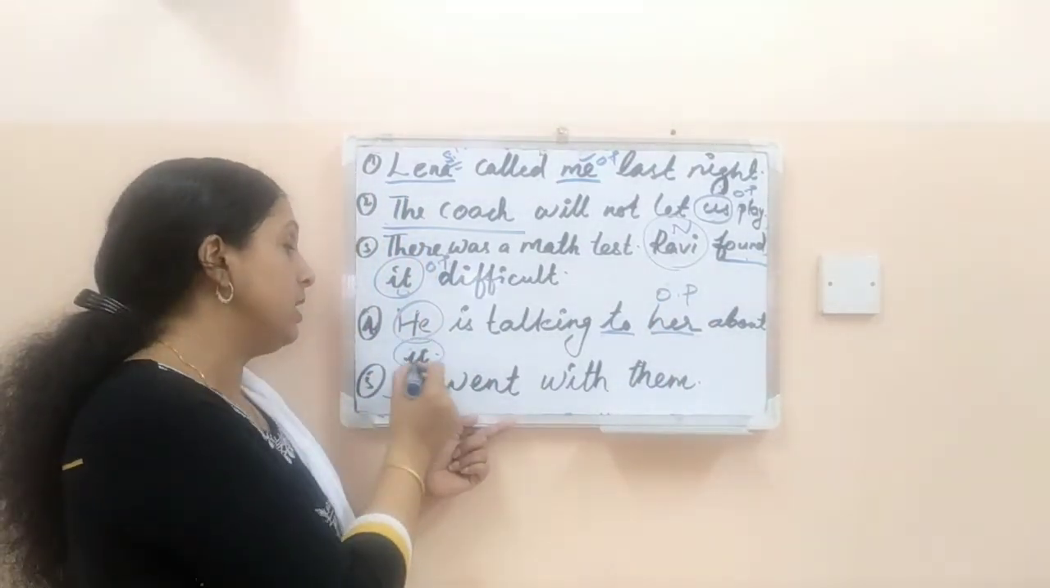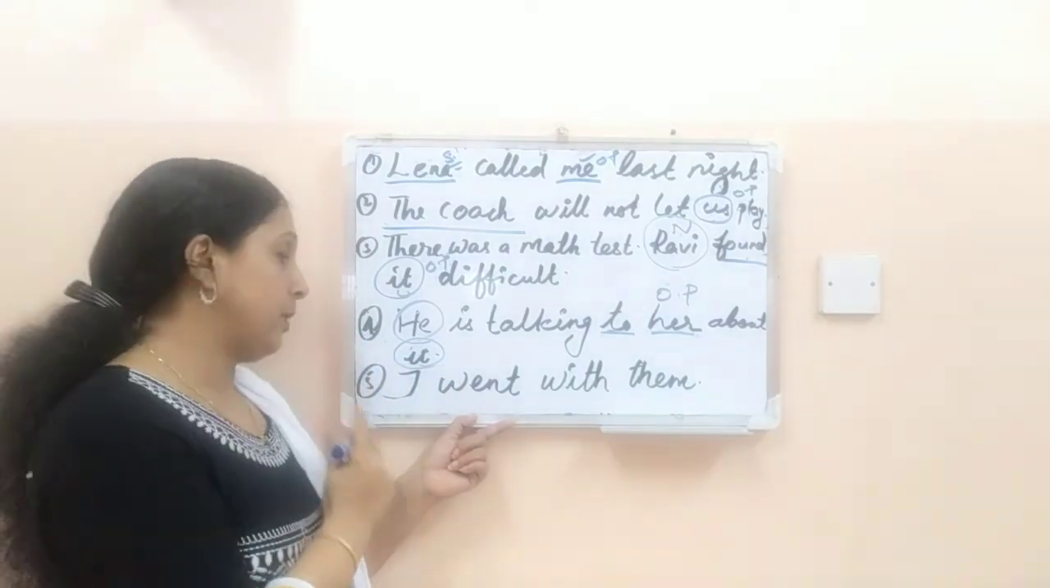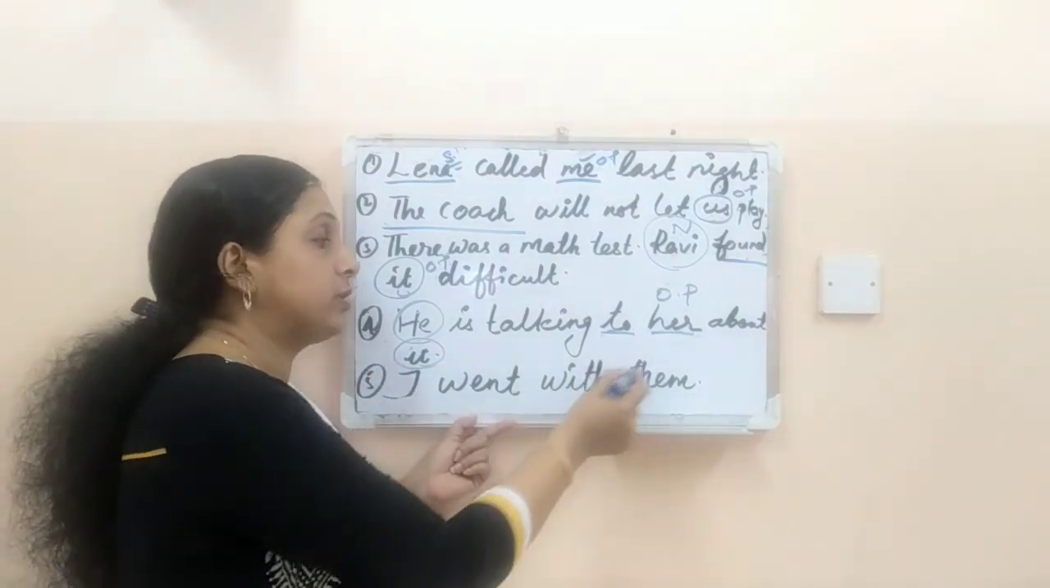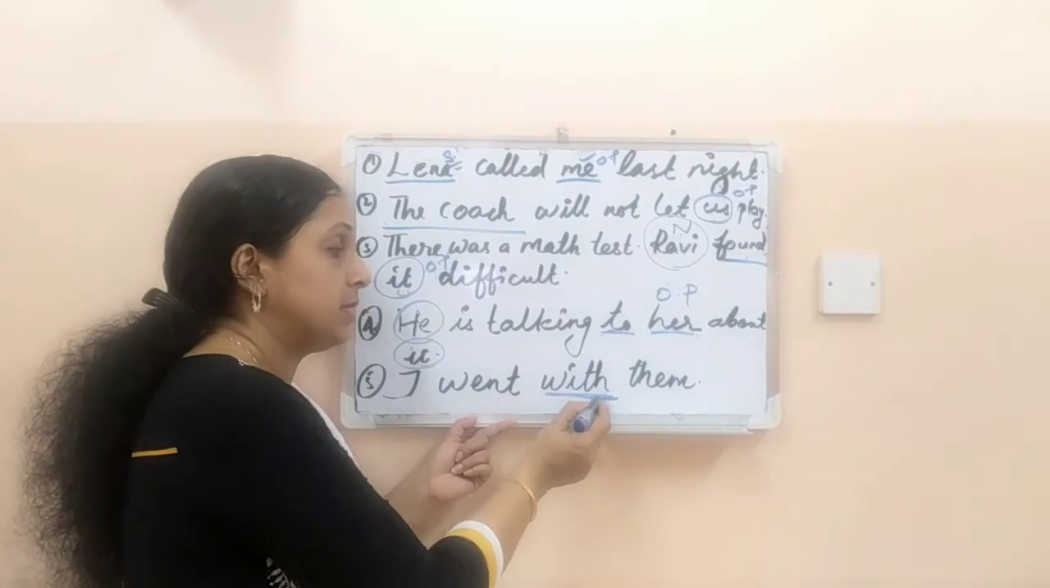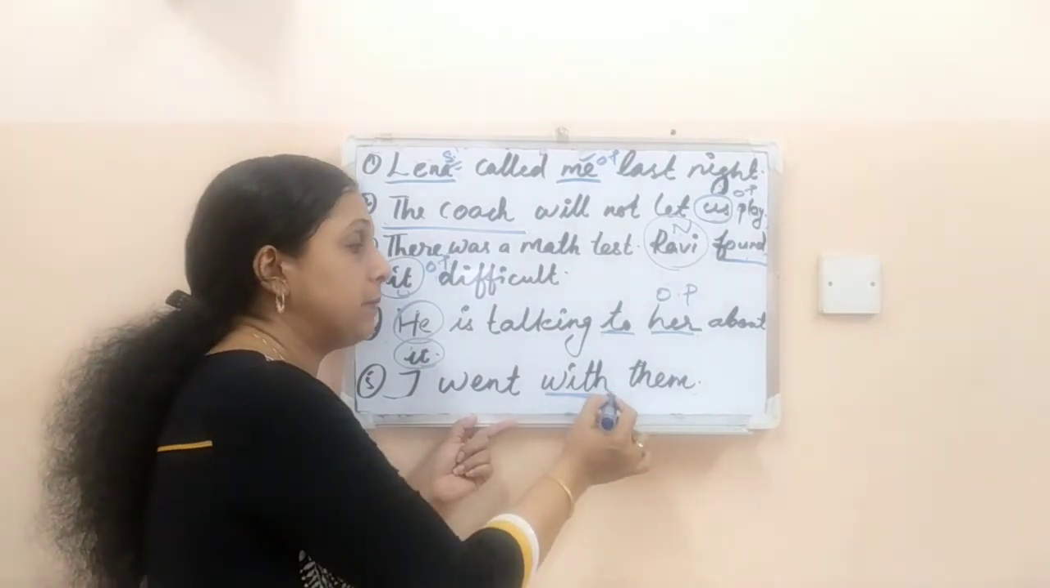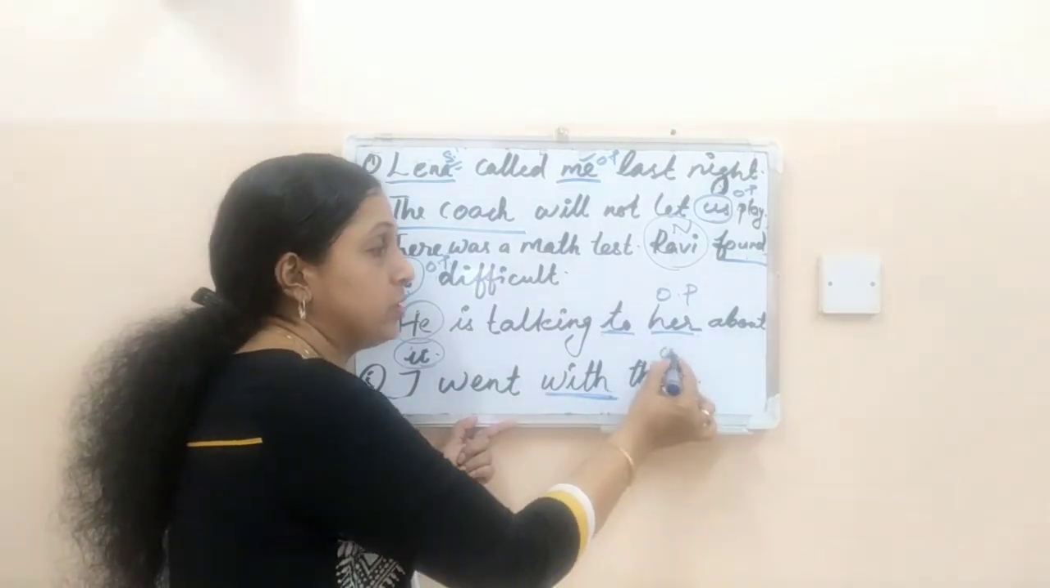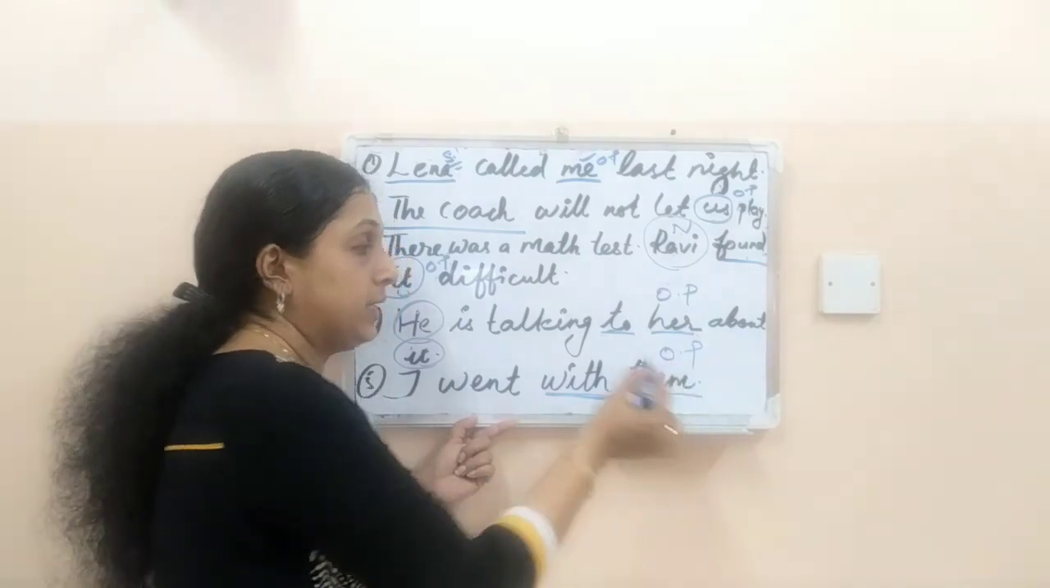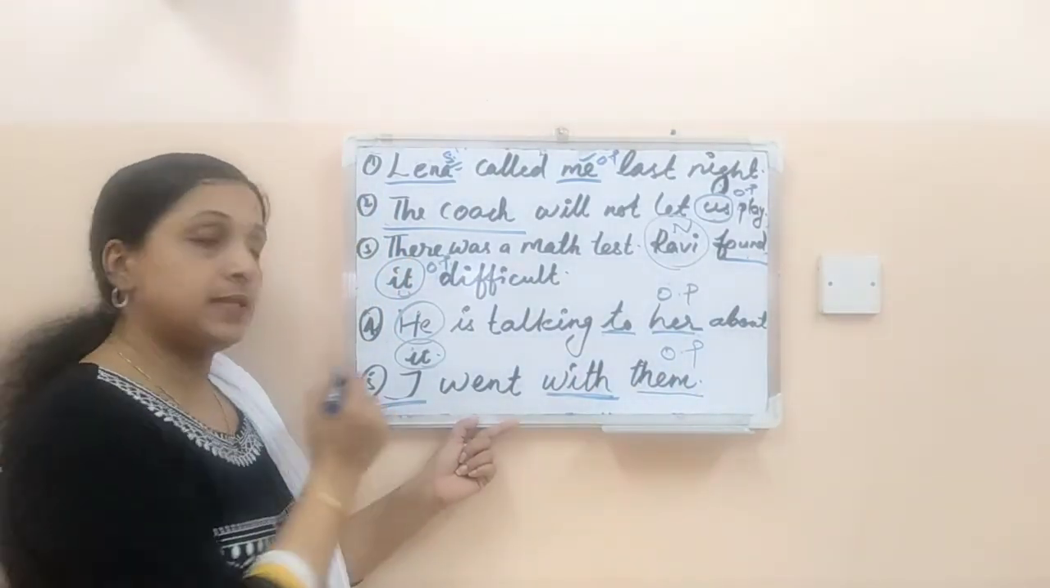So here again, one subject pronoun. I went with him. With is a preposition. After a preposition, an object pronoun is used. That is him. Here I is the subject.